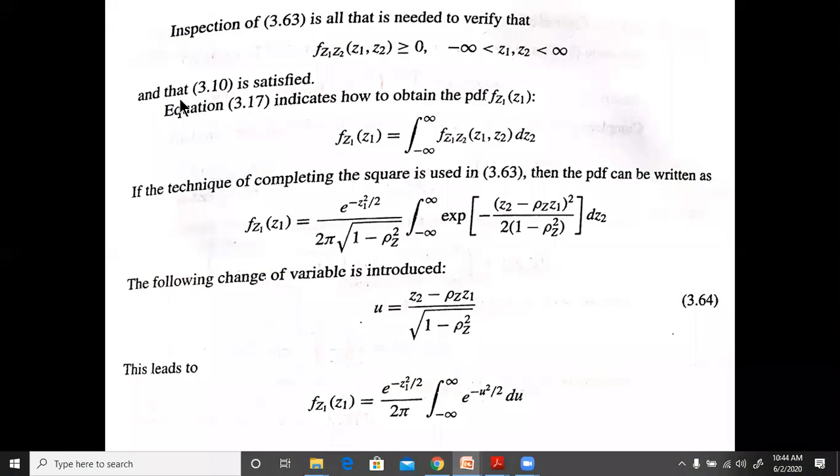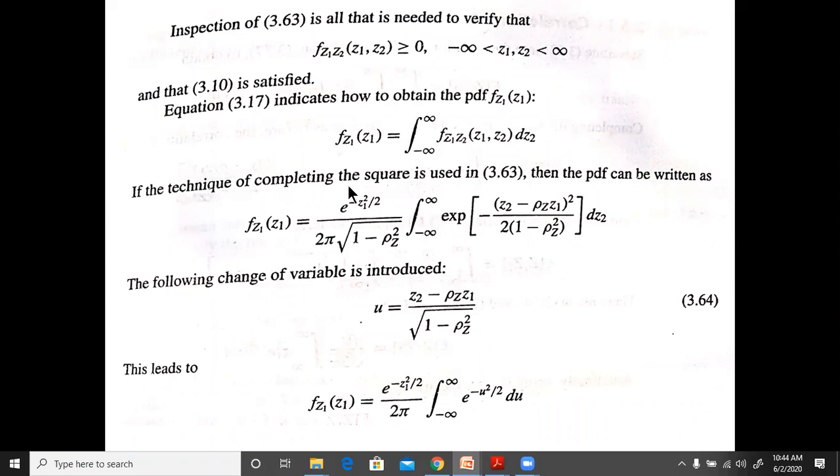Now the equation 3.17 indicates how to obtain the PDF of Z1 for a single variable from a two variable case, and that will be f of Z1 equal to the integral from minus infinity to infinity. We want Z1, therefore we should integrate with respect to Z2. If you integrate the PDF of the bivariate random variable with respect to Z2, we'll get the PDF for the random variable Z1.